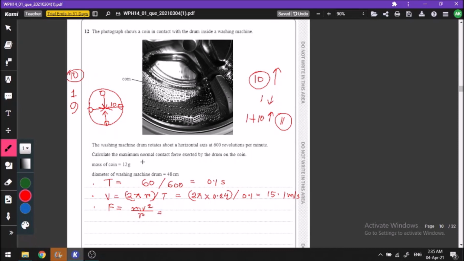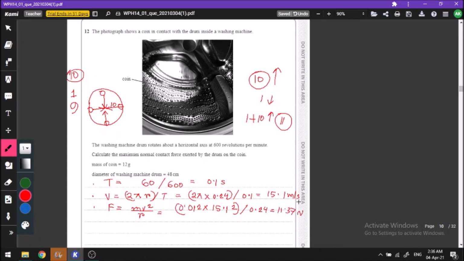Okay, so the mass here is given in grams. Once again, be very careful. You have to convert this mass into kg. So 12 gram is 0.012 kg. I'm not going into the details of converting. You just have to divide this by 1000. And then the velocity that we found was 15.1. You have to square that, and then divide by the radius. The radius is 0.24. That should give you 11.37 newtons.